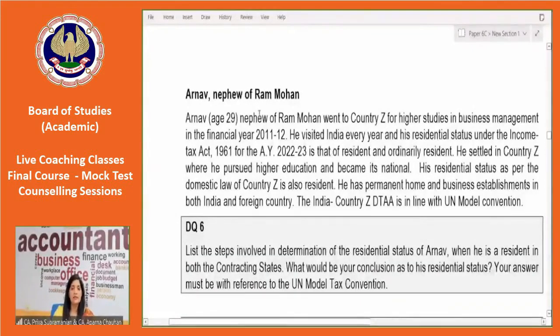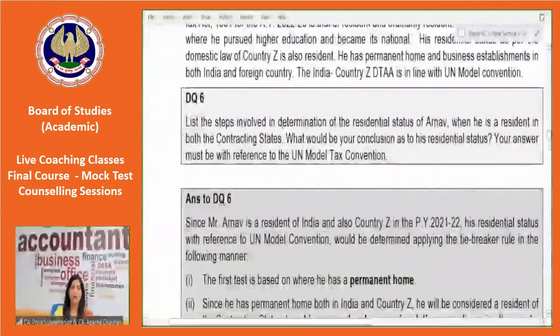As per the DTA, he is a resident of India, and he's a resident of country Z also. For applying the DTA provisions, you have to determine for which contracting state he would be resident. For that purpose, you have to apply the tiebreaker. In this respect, question number 6, a descriptive question, asks you to list the steps involved in determination of residential status of Arnav.